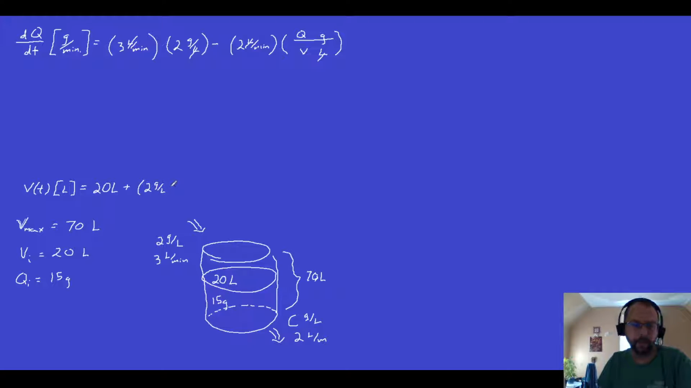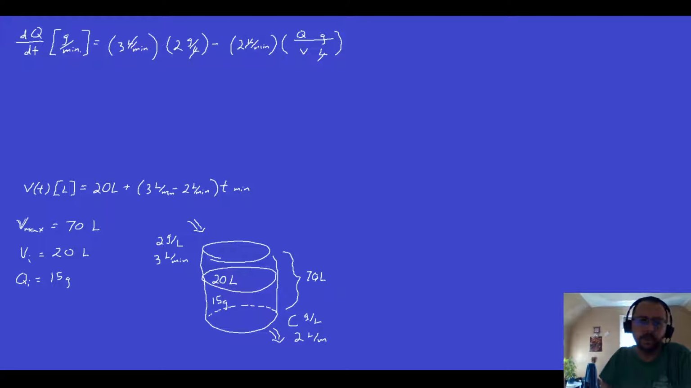Minus the rate out, which, no, sorry, not grams per liter. 3 liters per minute, that's the rate in. Good thing I did the units. 3 liters per minute minus 2 liters per minute, times time, which will be in minutes.